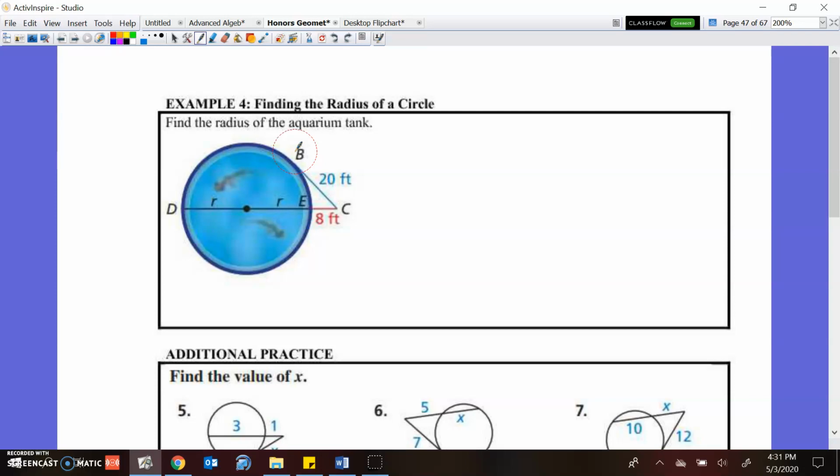So off of that, we can say that it's going to be 20 squared. It's going to equal the outside portion here, 8, times the entire length, which is 8 plus 2r.